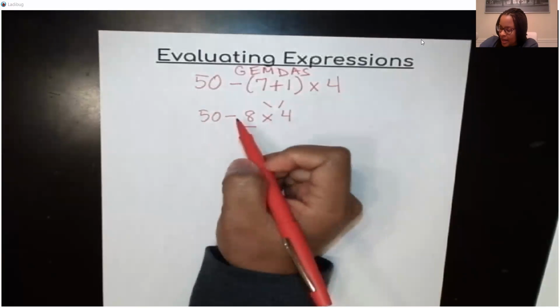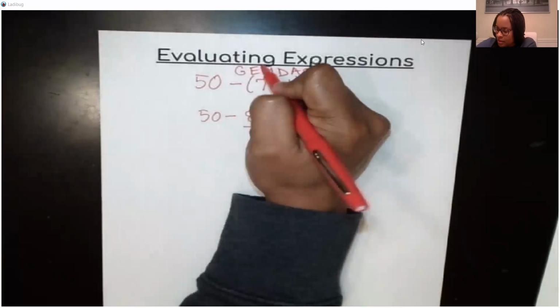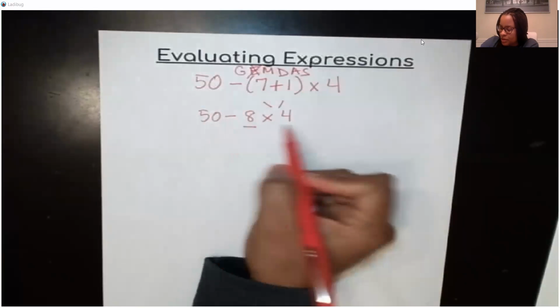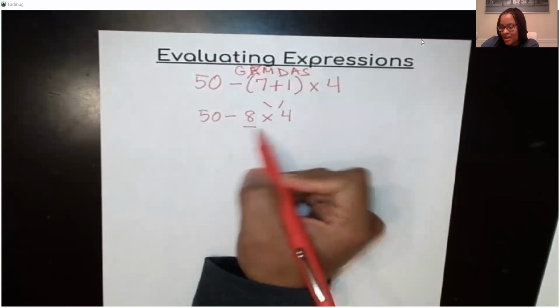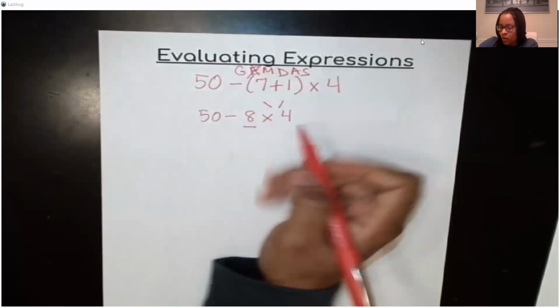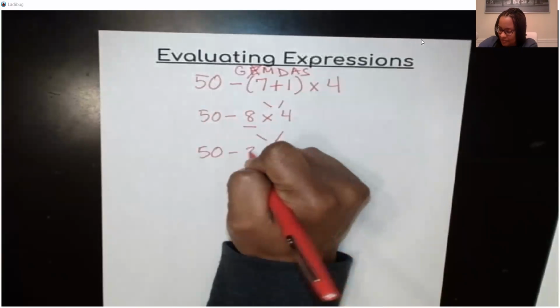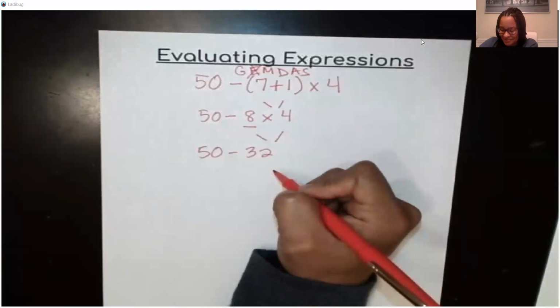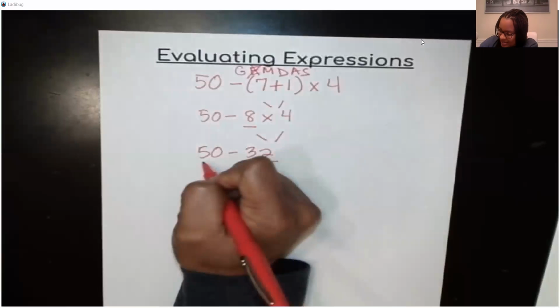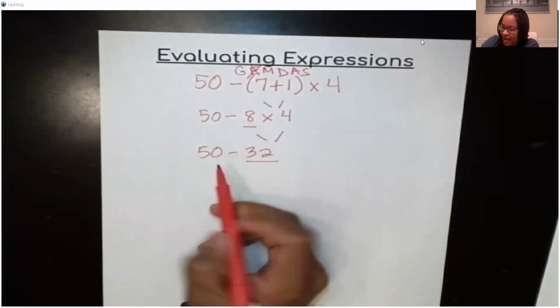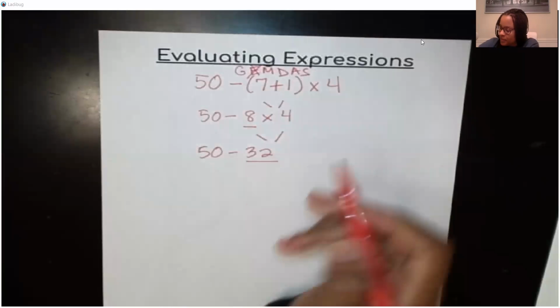So do I have any exponents? No. Do I need to multiply or divide? Yes. And I'm just going to go right here with 8 times 4. So now I'm going to write everything else exactly the same. 8 times 4 is 32. And then I'm down to my last one.